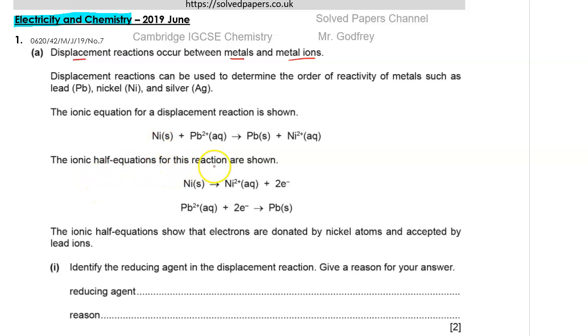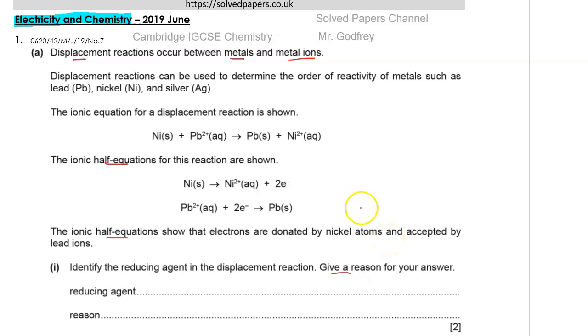The ionic half equations for these reactions are shown. Of course, nickel loses 2 electrons, which are gained by lead to be ejected out of the solution. The ionic half equations show that electrons are donated by nickel atoms and are accepted by lead. Identify the reducing agent in the displacement reaction. Give a reason for your answer.